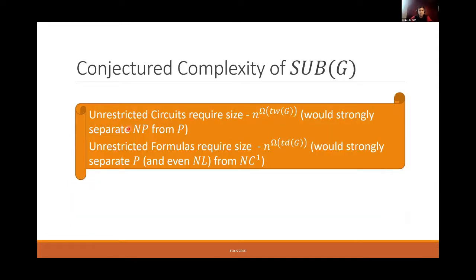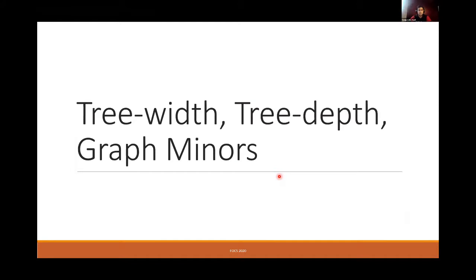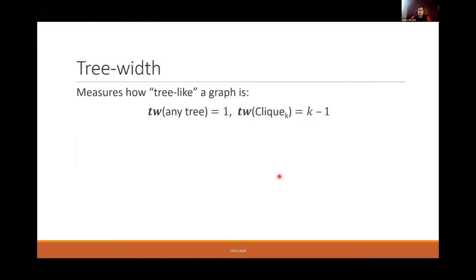And of course, what's conjectured is that the unrestricted circuit complexity is n to the tree width, and the unrestricted formula complexity is n to the tree depth. This would separate P from NP and P from NC1. All right, so what are these parameters, tree width and tree depth?